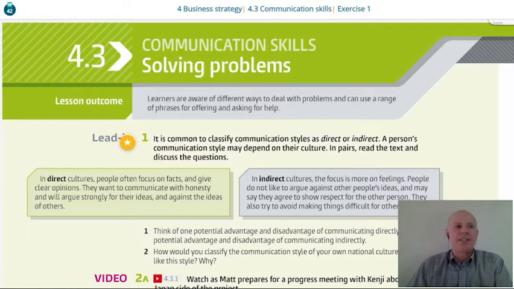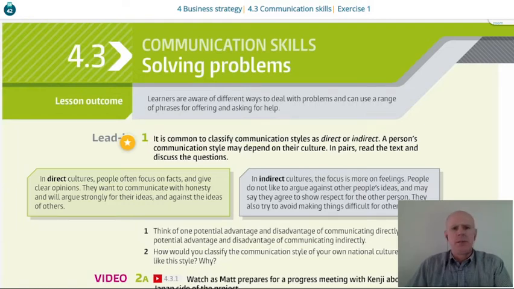And indirect style. An advantage is that people think that you are polite. You think about their feelings and so on. But there may be a disadvantage. People don't believe you are saying what you really think. Maybe the message is not delivered. Are there other advantages or disadvantages of each style? What do you think?